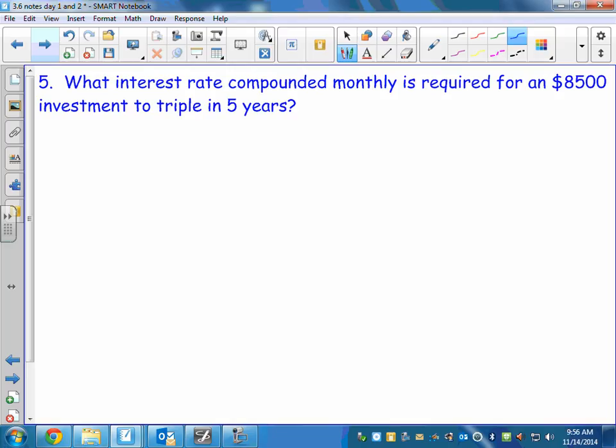What interest rate compounded monthly is required for an $8,500 investment to triple in 5 years? So they like to give you problems about tripling your money or doubling your money. Sometimes they don't even tell you what you're starting with, because they just say how long would it take to triple your money, because it would just be 3 times what you start with. But this one they tell us what we start with. Compounded monthly means I'm using my same formula, right?